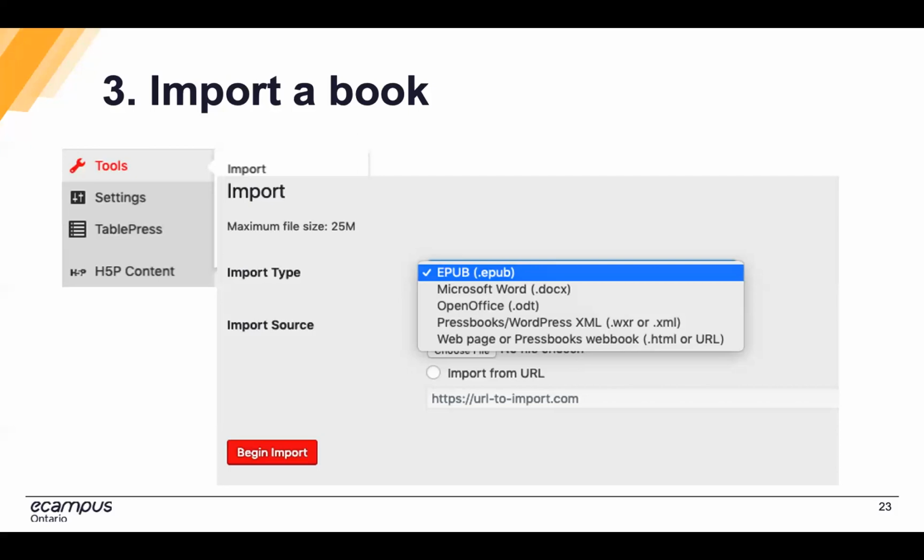So when you do go to import a book, this is the screen that you'll see. So it's just asking for the import type, so the file type, and there's a drop-down menu there of all the file types that you can use, and then it will ask for the import source. So you can select the file on your own computer, or you can select to import it directly from a URL, and it will import the information directly into Pressbooks.